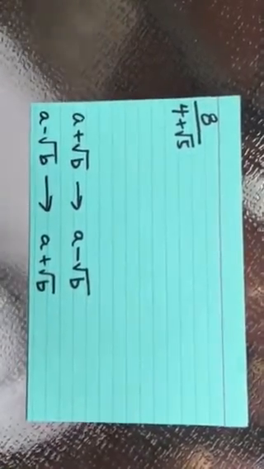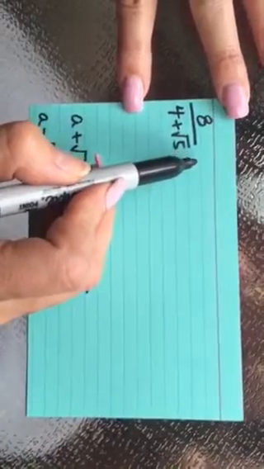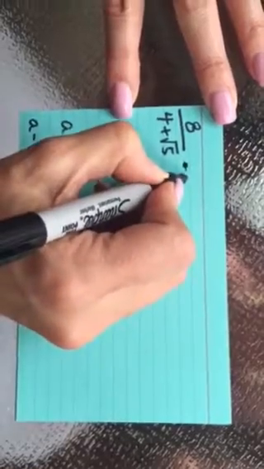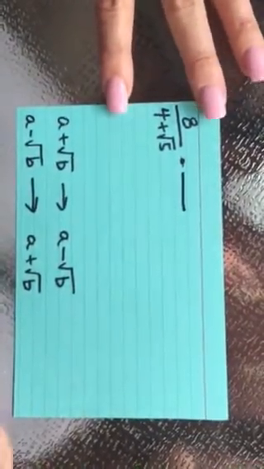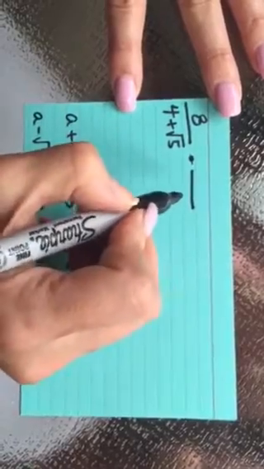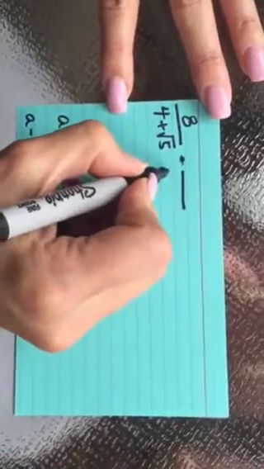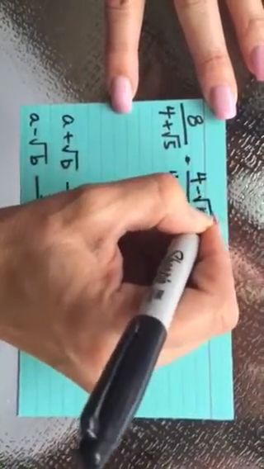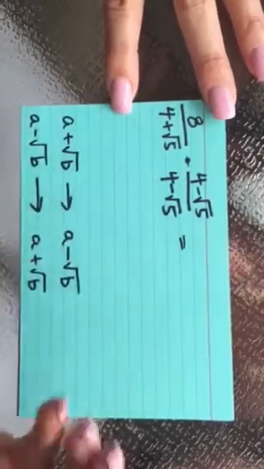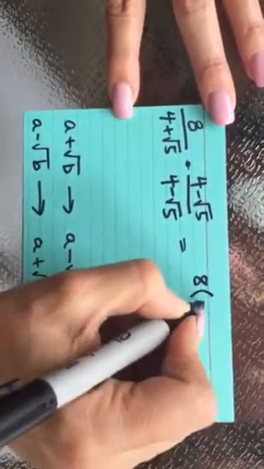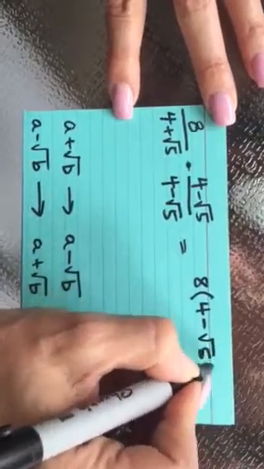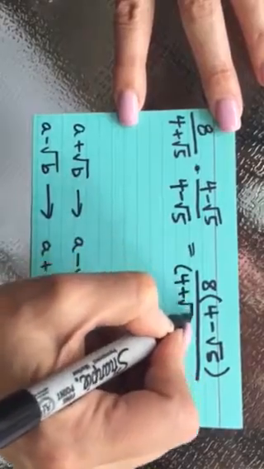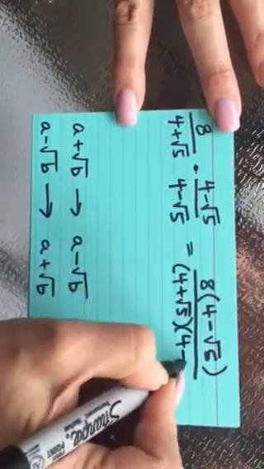Okay, and we do that because by multiplying that A plus B times A minus B, we get A squared minus B squared, and that gives us a whole number and no radicals anymore. So we're going to multiply this by the conjugate. So 4 minus the square root of 5. Okay, so we're going to take that top, and it's going to look like this. 8 times 4 minus the square root of 5. We're going to take the bottom, and that's going to be 4 plus radical 5 times 4 minus radical 5.